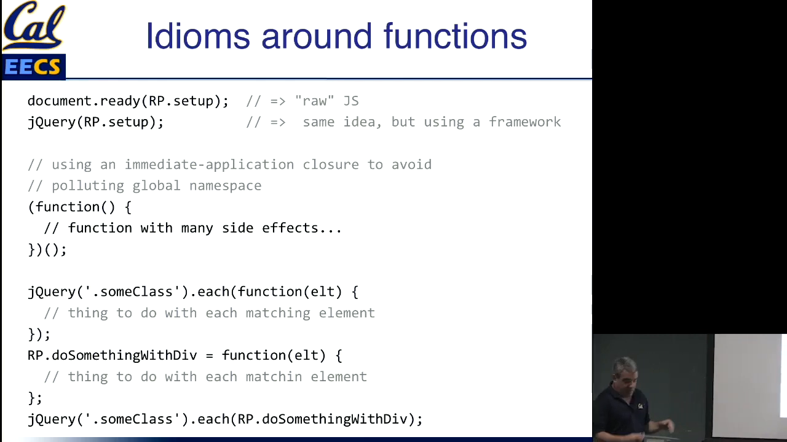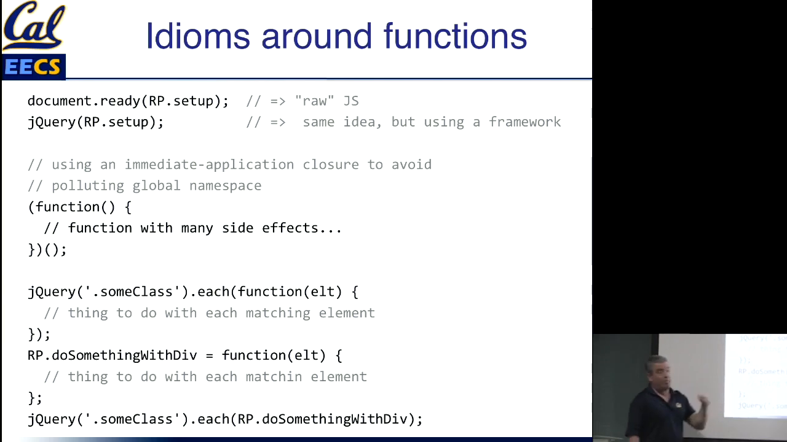Right, so it's very much the same as the Ruby idiom, although here we're explicitly passing a function, and each time through, a single matching element is going to be passed to the function, and you can do whatever you want in there. Another way to express the same behavior is in my single top-level global object, maybe I've already defined a function that, given an element, does something interesting to it. And now I can say, for every element that matches this CSS query, I'm just going to pass my function into each. Exact same thing.